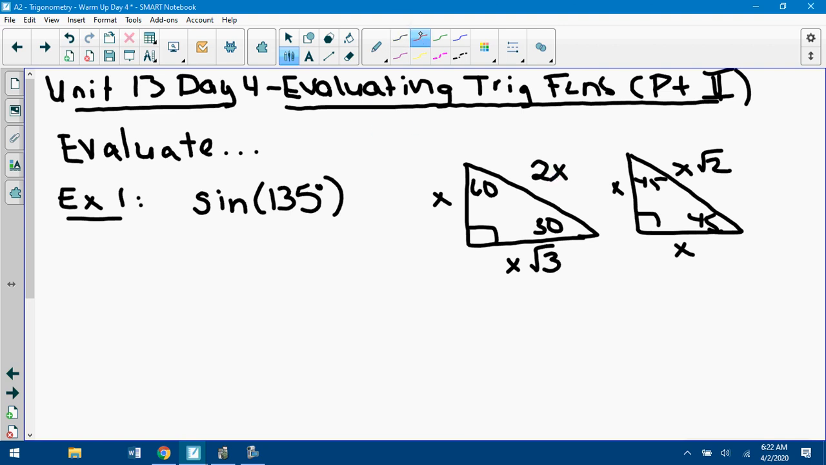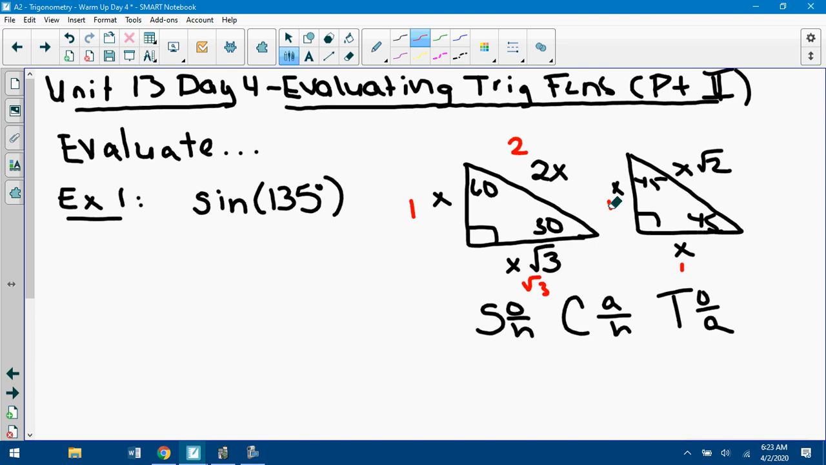I showed you yesterday that the x's don't really matter, because when I do SOHCAHTOA, which is the part I'm going to add today, the only thing we didn't do yesterday, when I take one of these sides and put them over the other, the x's, no matter what sides I pick, are always going to cancel out. So since we're going to cancel the x's and reduce them anyways, we might as well just say x is 1. So this is going to be 1, 2, radical 3. And this is going to be 1, 1, radical 2.